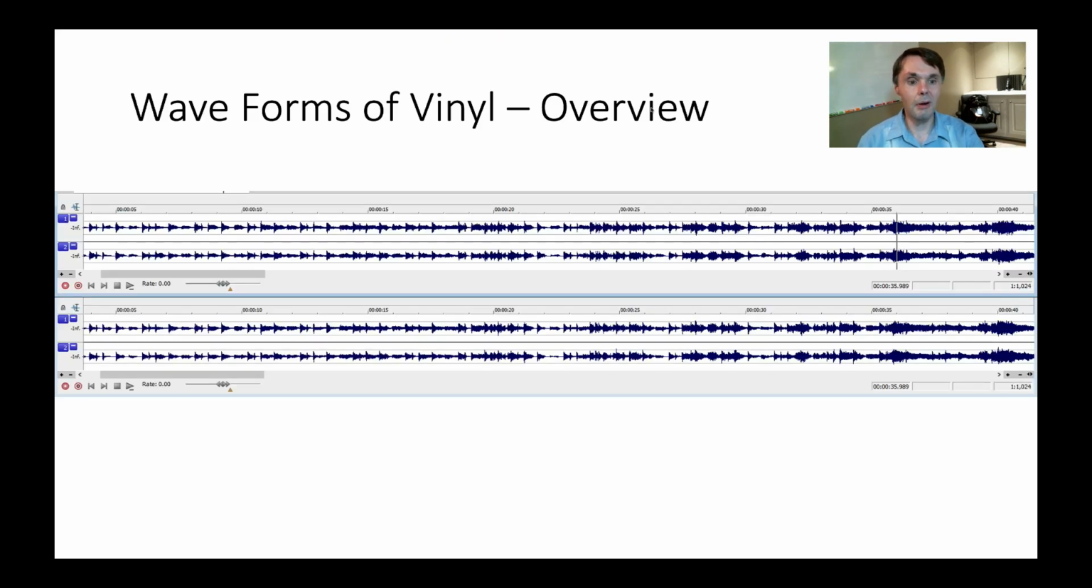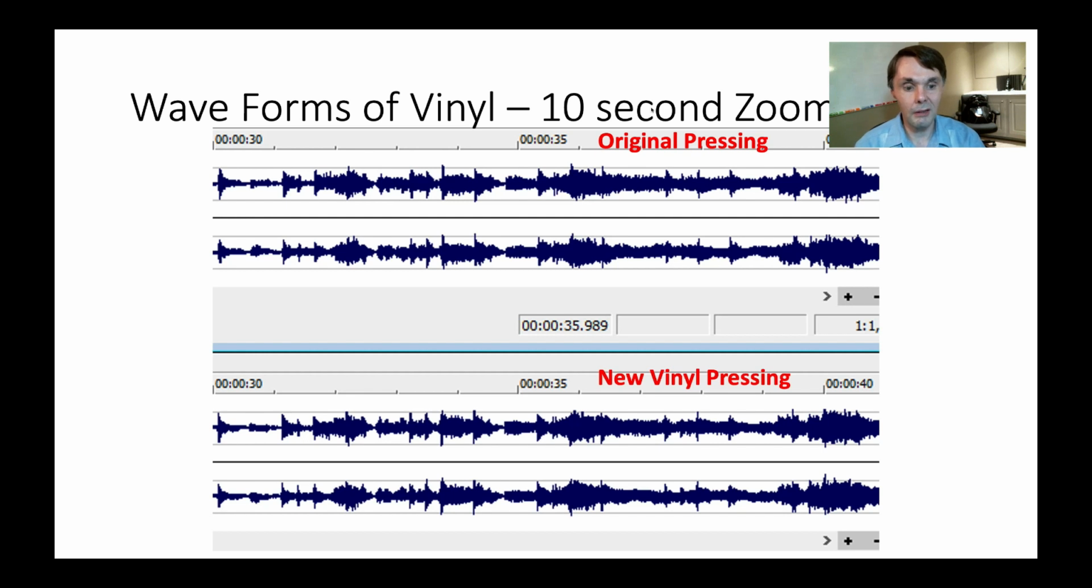So this is the waveforms of vinyl overview. This is kind of a 40-second clip, the first 40 seconds, and we've got our original and our new vinyl pressing. What are we seeing in this one-dimensional output? We're seeing that our waveforms are very, very similar. If we kick over here to the 10-second zoom, we've got our original and new pressings. The waveform is very similar; you can see they're a little bit different. Keep in mind this is an analog capture from the Emotiva PT100.